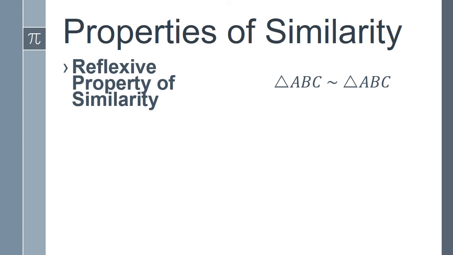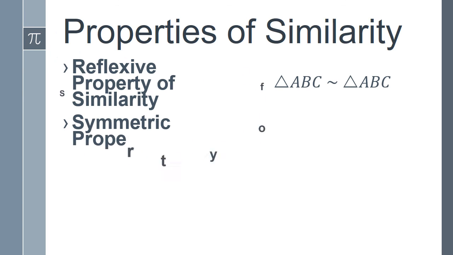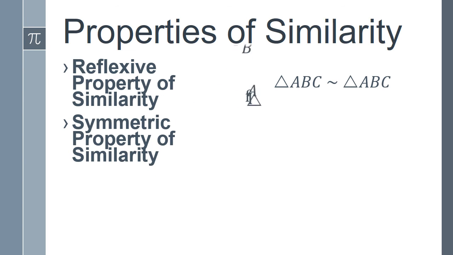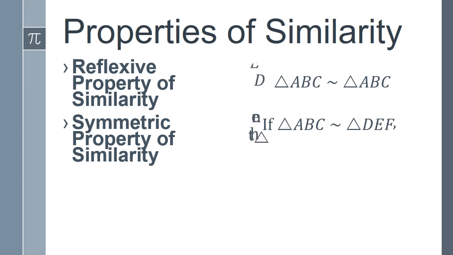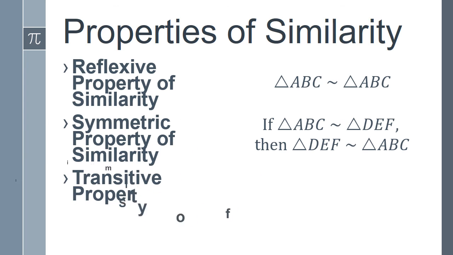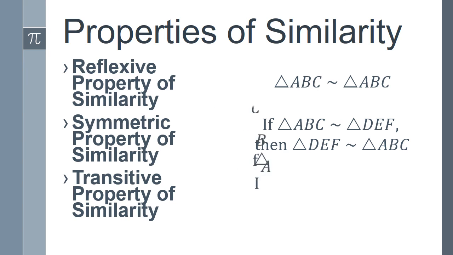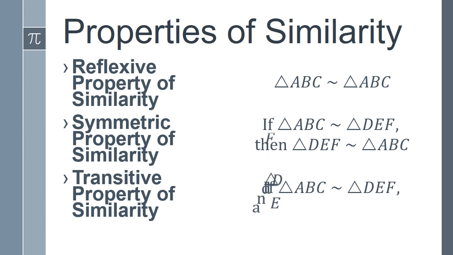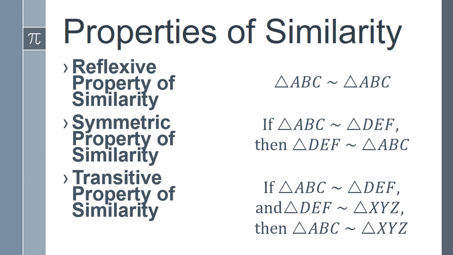Okay, so some properties of similarity. There is a reflexive property of similarity. You are similar to yourself. So triangle ABC is similar to triangle ABC. We also have the symmetric property of similarity. If triangle ABC is similar to triangle DEF, then triangle DEF is similar to triangle ABC. And we also have a transitive property of similarity. So if triangle ABC is similar to triangle DEF and triangle DEF is similar to triangle XYZ, then triangle ABC is similar to triangle XYZ.